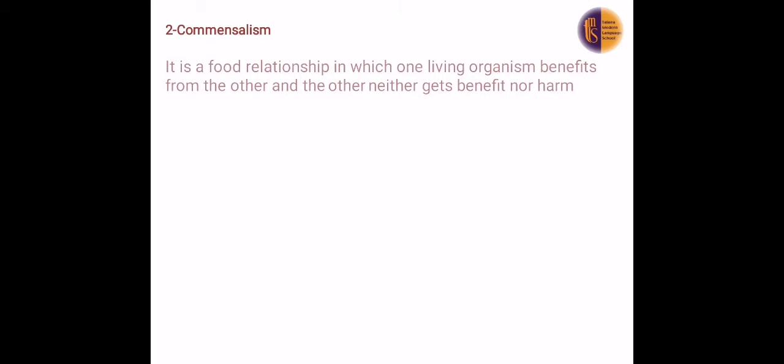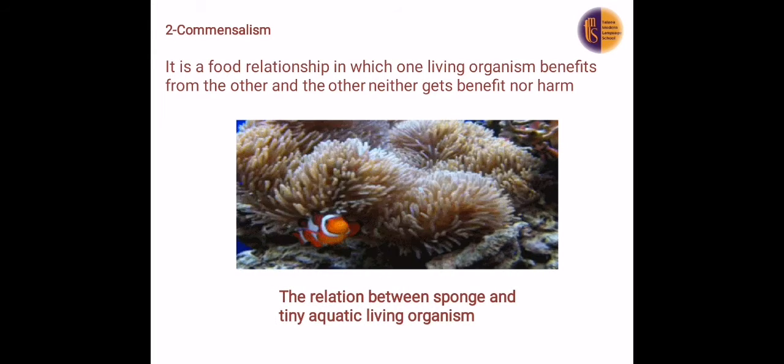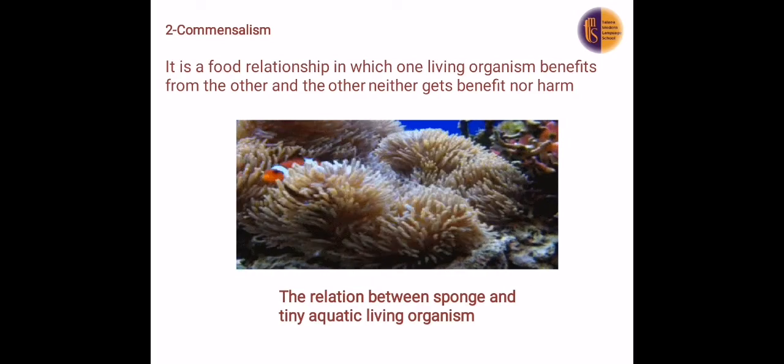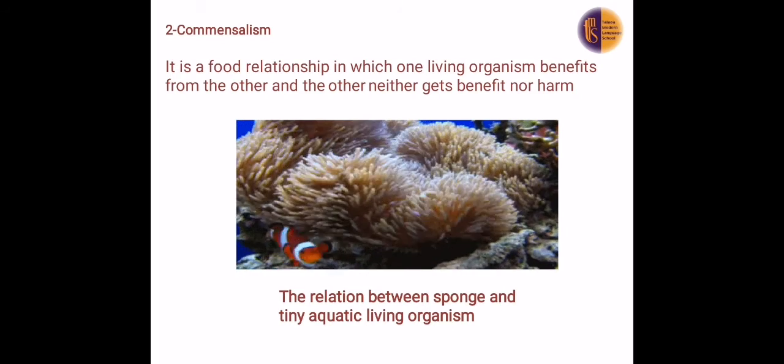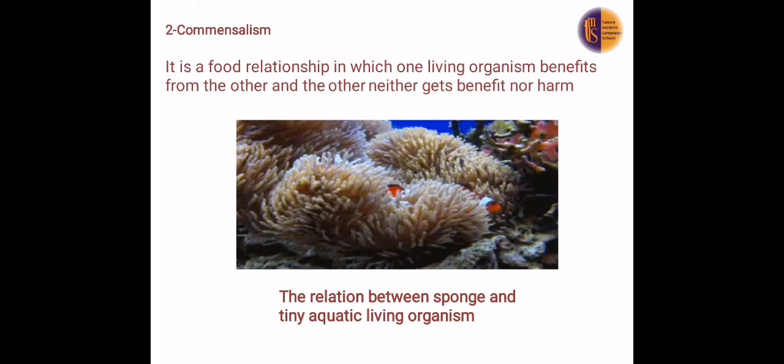The second type is called commensalism. What is commensalism? It's a food relationship in which one living organism benefits from the other and the other neither gets benefit nor is harmed. So again, in commensalism, one gets benefit but the other neither gets benefit nor is harmed. Like the relation between a sponge and the tiny aquatic living organism.